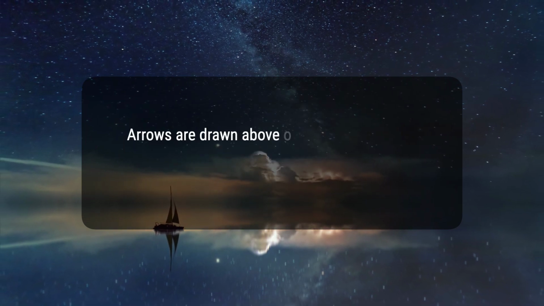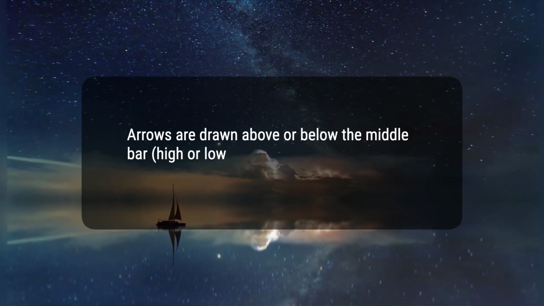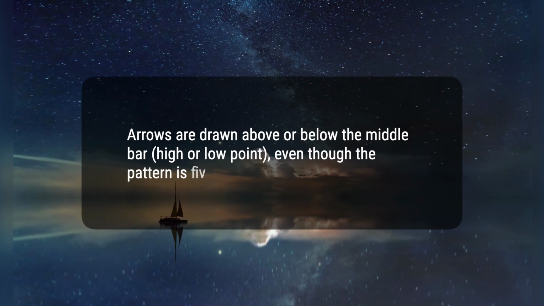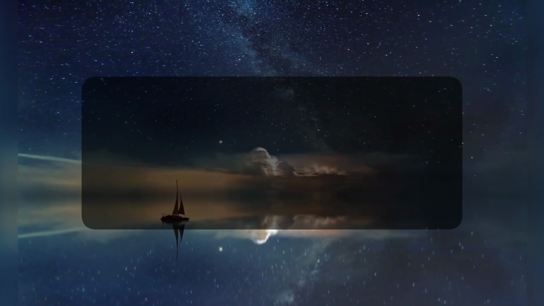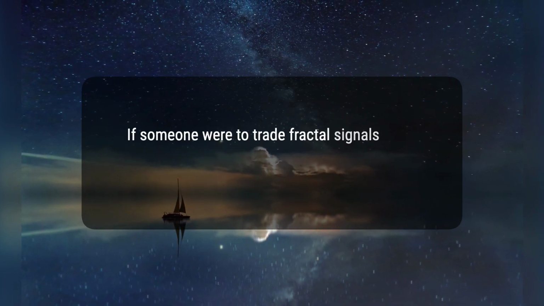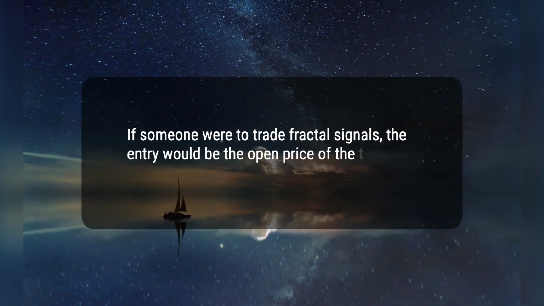4. Arrows are drawn above or below the middle bar, high or low point, even though the pattern is 5 bars. 5. If someone were to trade fractal signals, the entry would be the open price of the 3rd bar after the arrow. Hope this would help.